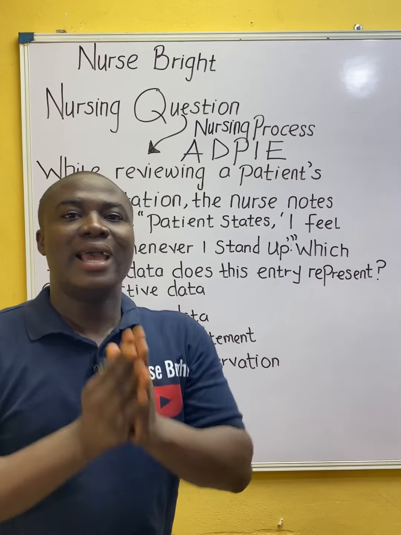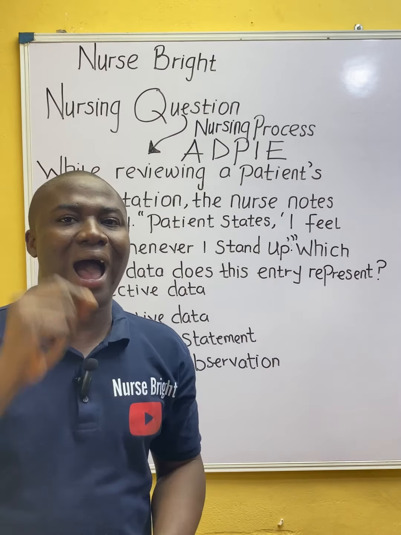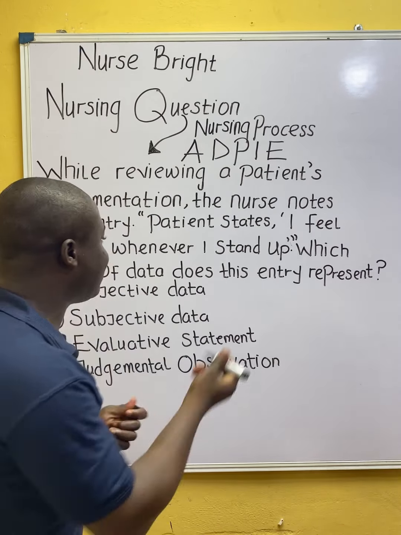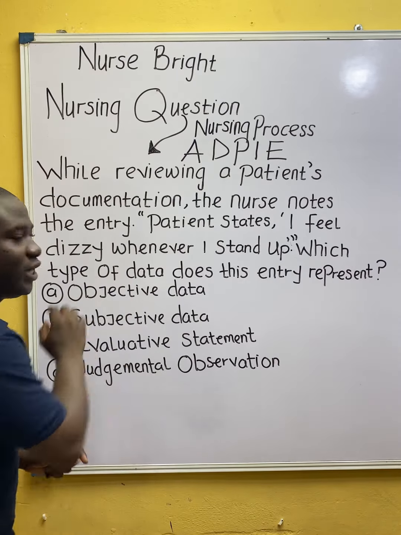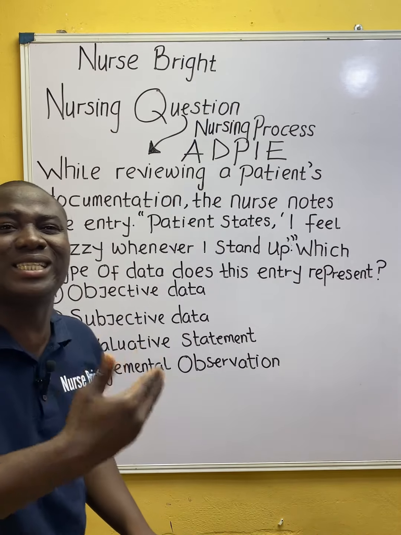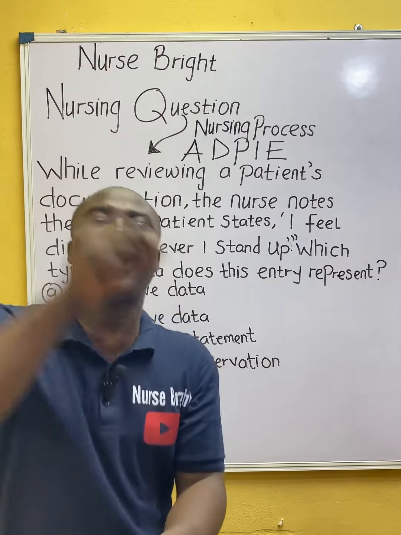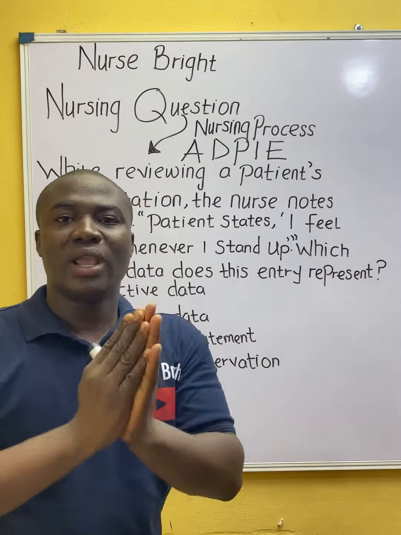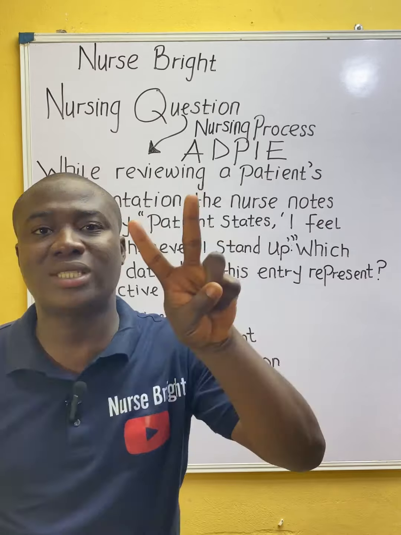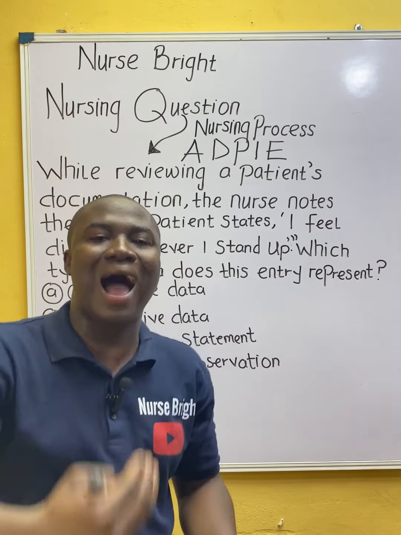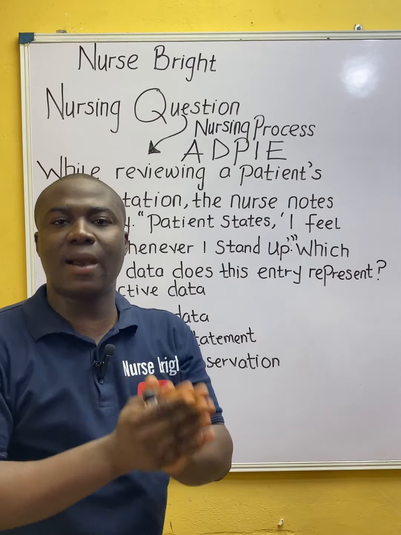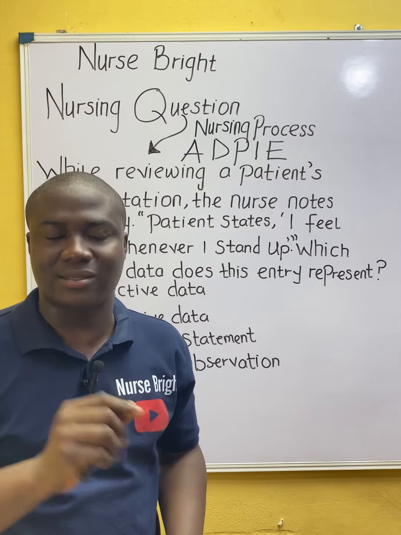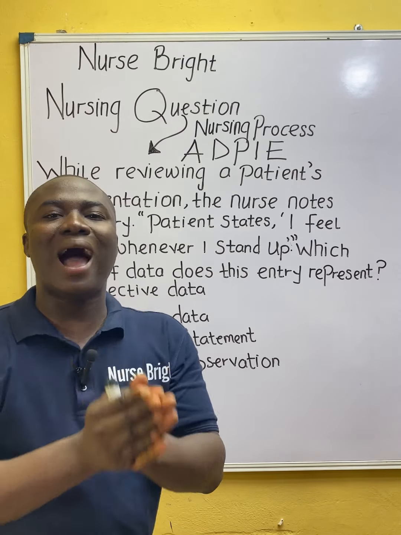Now in nursing, data are of two types. We have objective data and subjective data. You can see here option A says objective data, option B says subjective data. So take note, when it comes to the types of data collected by a nurse in the nursing process, we have two types: objective and subjective data. Before we determine the answer, we need to understand these types of data properly. What are objective data?